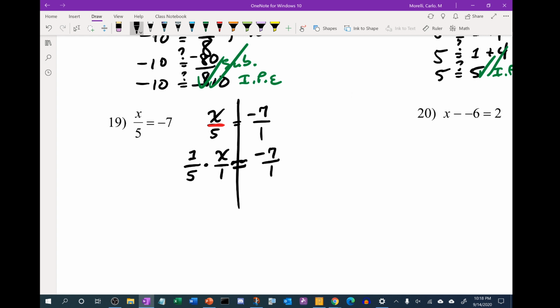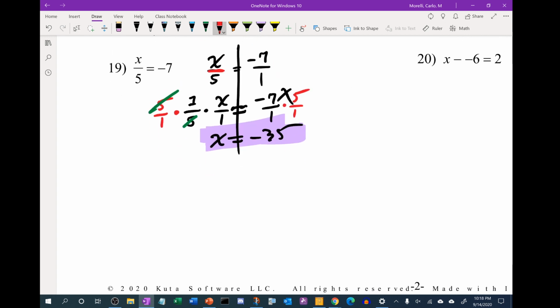Okay, let's use the definition of the multiplicative inverse. Flip that fraction and multiply by 5 over 1 on both sides. On the left, I can cancel out those 5s, and all these 1s just go away, leaving me with x. And now over here, I've got negative 7 times 5, which is negative 35. So I think x is negative 35, but how do I know for sure? Only by checking.